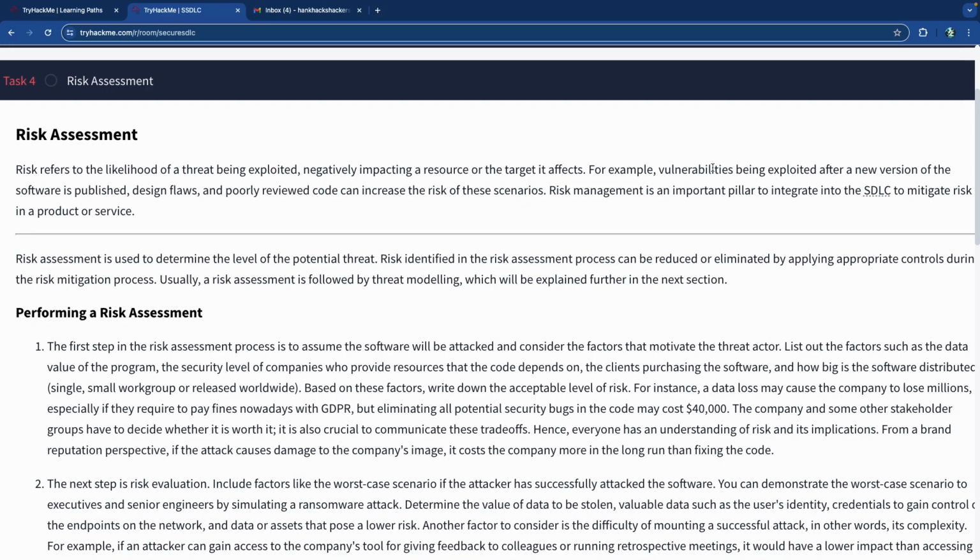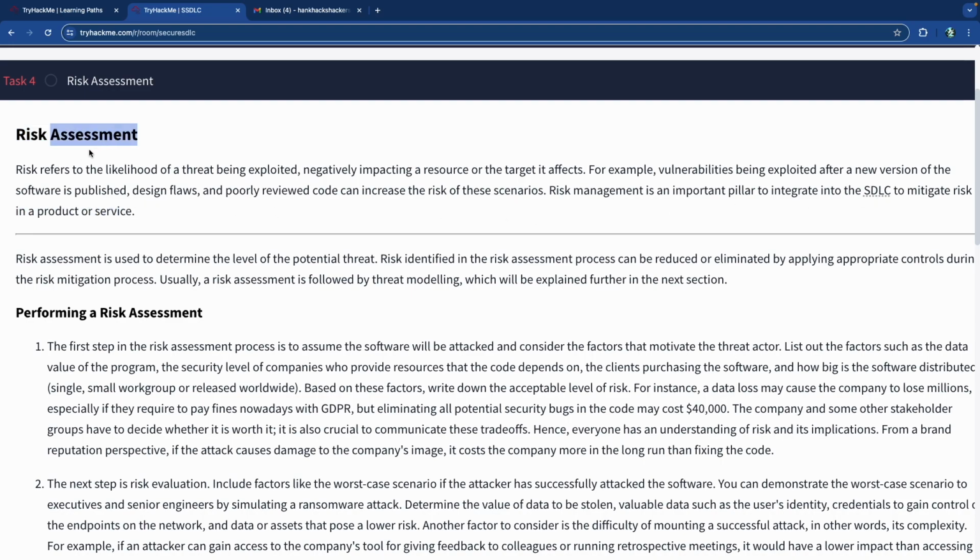So if a vulnerability is exploited after a new version of the software is published, or design flaws and poorly reviewed code can increase the risk of these scenarios. So if you publish something new and there is a design flaw in it, or the code wasn't reviewed properly, then the risk is very high in that situation, and that can actually be exploited.